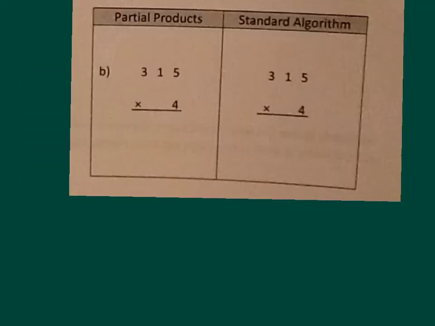Okay, let's try this again with a 3-digit by 1-digit number. We're going to use the partial products way first. So, we're going to multiply 315 times 4. I'm going to break apart 315 into 300 plus 10 plus 5. I'm going to color code that for us.